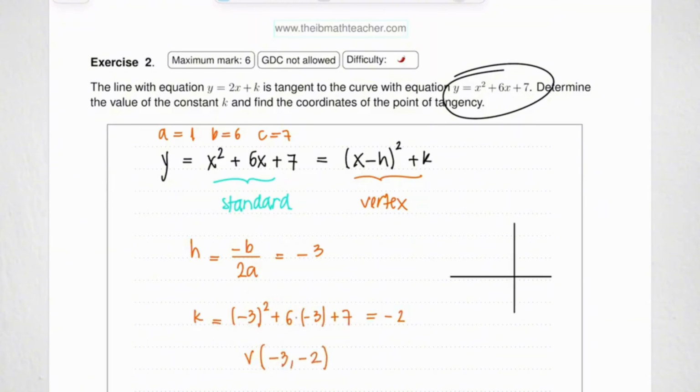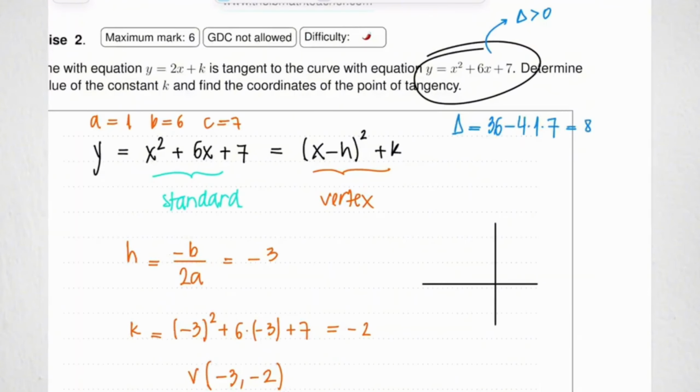And if this parabola is concave up and the discriminant is greater than 0, then, well, we're going to have two x-intercepts and it's going to be concave up. The vertex is going to be below the x-axis. Now, how do we know that the discriminant is greater than 0? Well, we can just find it. b squared minus 4ac. We get 8. Therefore, we have two real roots. So this is our parabola.